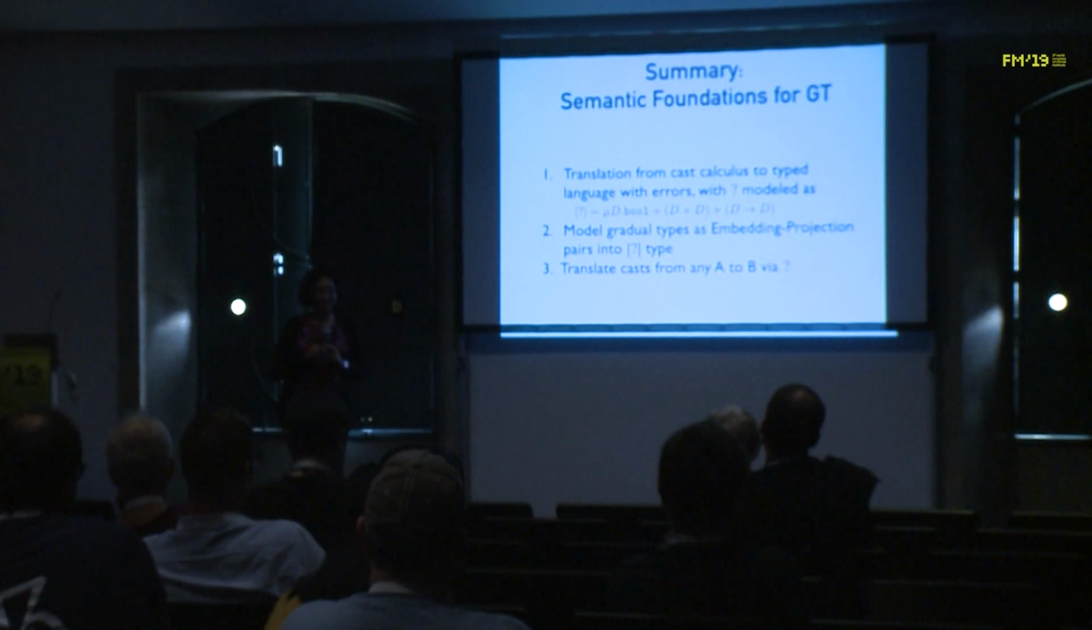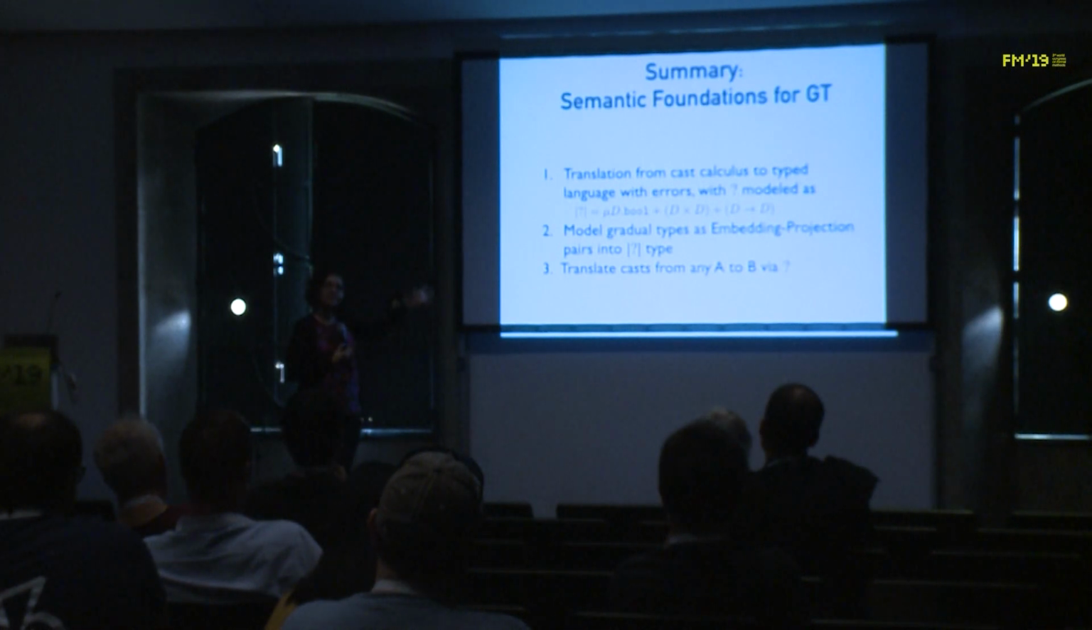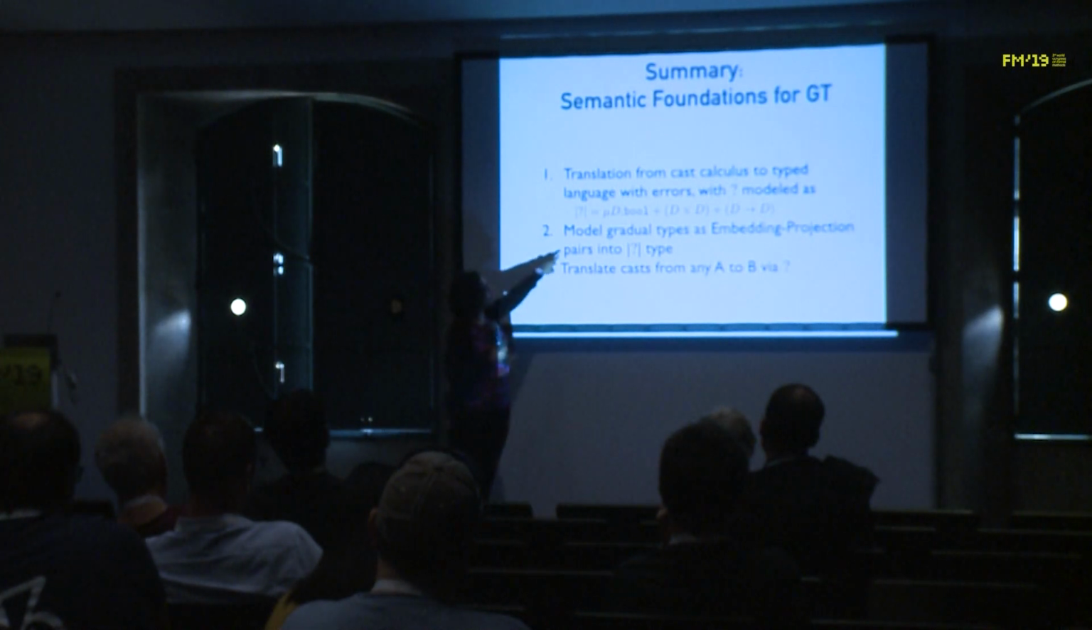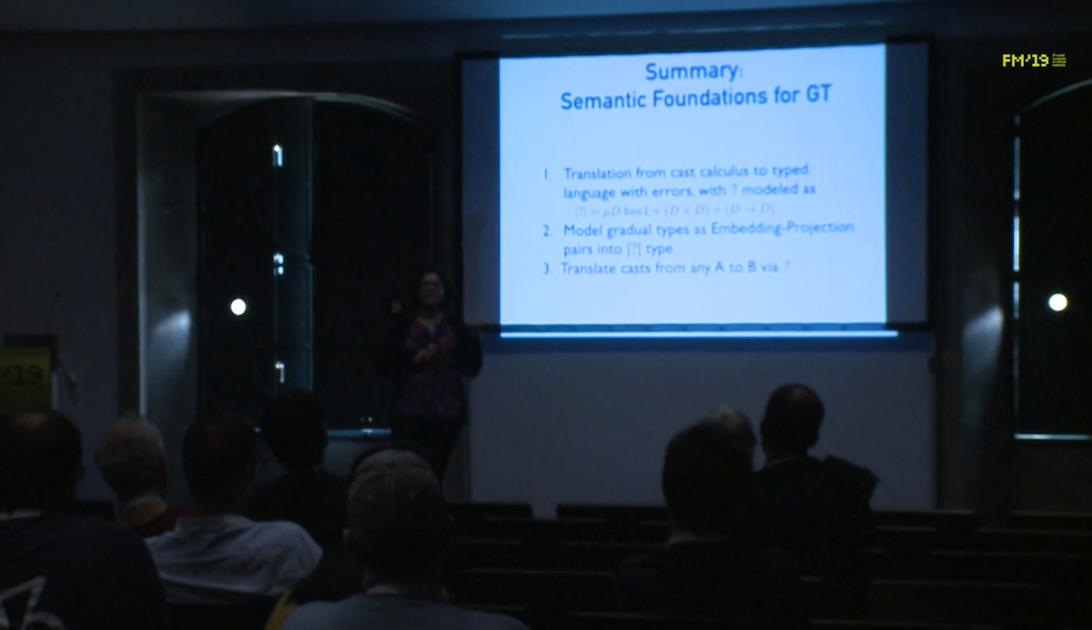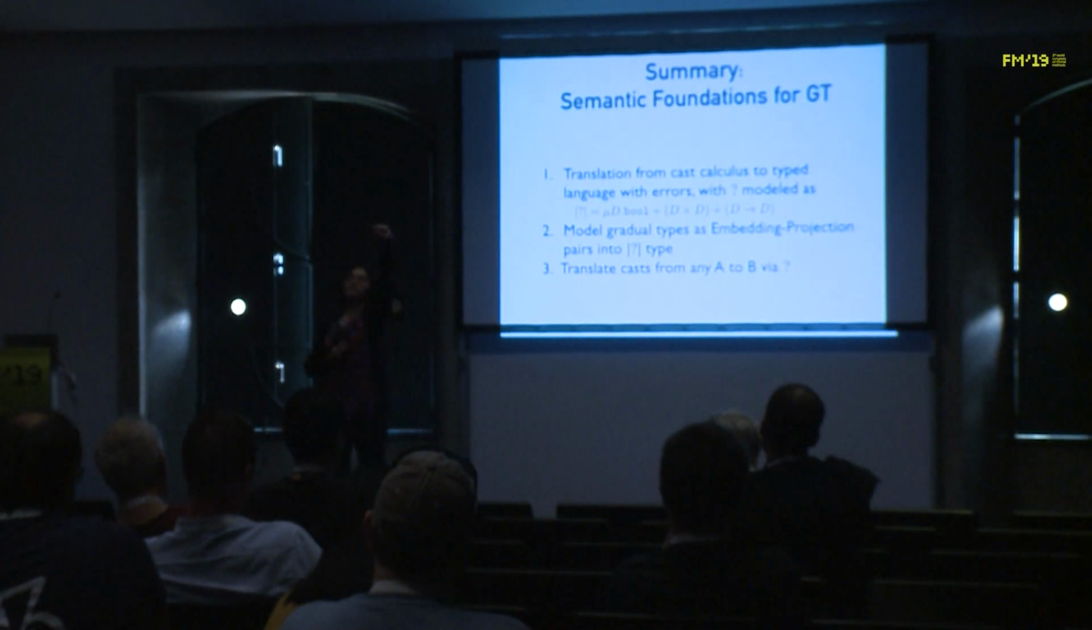Just to summarize, how do we give semantic foundations to gradual types in a cast calculus? Well, the idea is take the cast calculus, this weird beast. You don't know what the semantics of casts should be, but let's start by giving a translation from the cast calculus to a typed language with just errors, and use this idea to represent the dynamic type as a recursive sum. Then you model the semantic gradual types as these embedding projection pairs into the type dynamic, and then you translate casts from any A to B by going through question mark at all times. And then you have the properties that I talked about before.